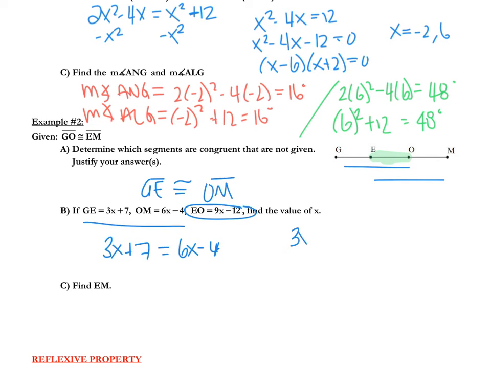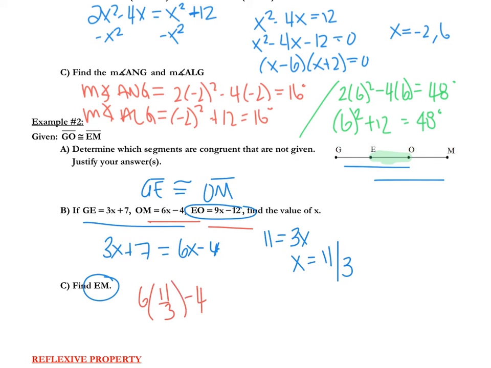So you have 3x equals 11, so x equals 11 over 3, that's okay. Then it says find EM. So for EM, we do need both this time. We need this and this. So we take 6 times 11 over 3 minus 4 plus 9 times 11 over 3 minus 12. And if you take the time to do the math, you should get 39.